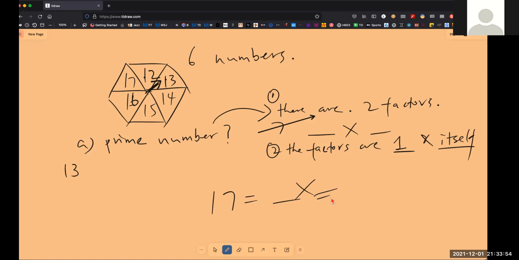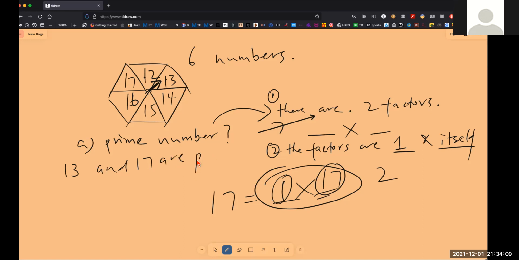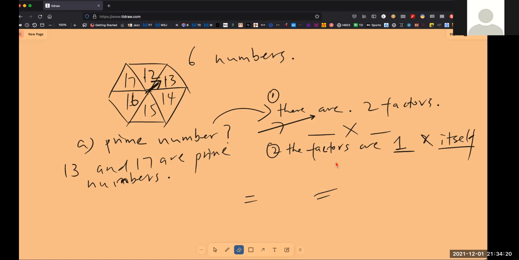17: 1, 17. Exactly. So you just ask yourself, how many factors? 2, right? Are the factors 1 and itself? Yes. So 17 is also a prime number. Okay, good. But we have not answered the question yet. We are 50% done. So if you have understood or memorized the definition of prime number, you realize that out of 12, 13, 14, 15, 16, and 17, 13 and 17 are prime numbers.